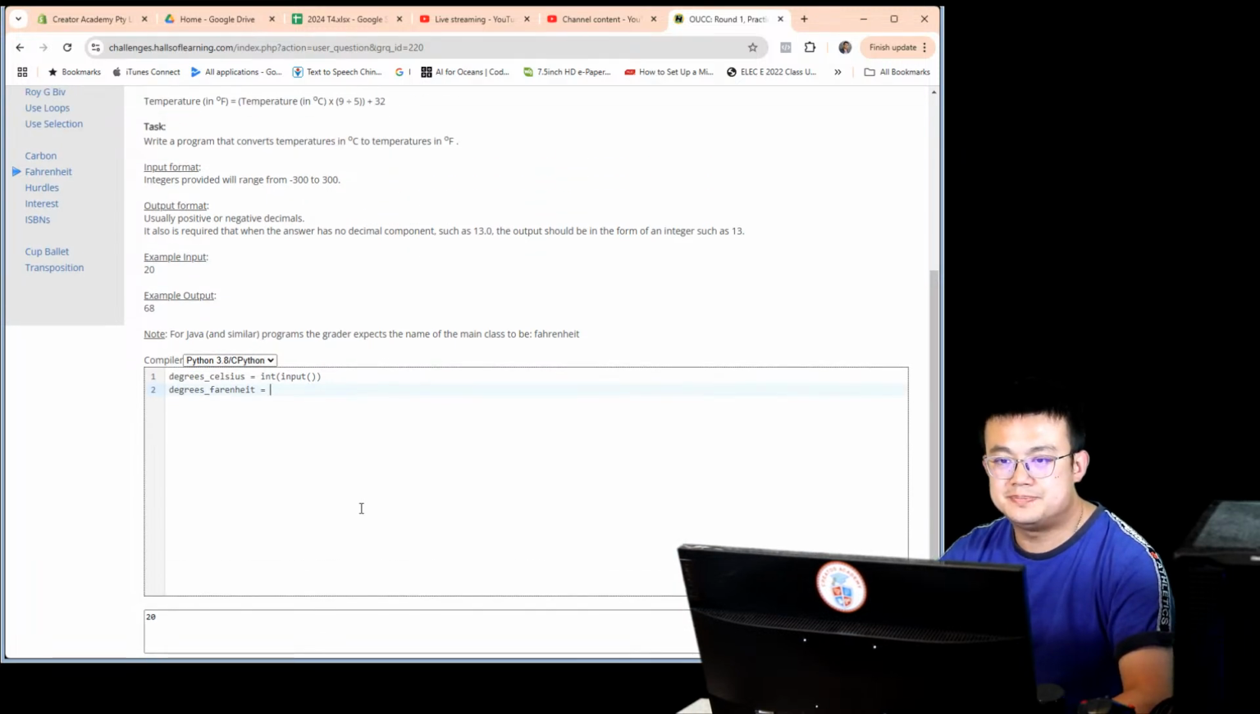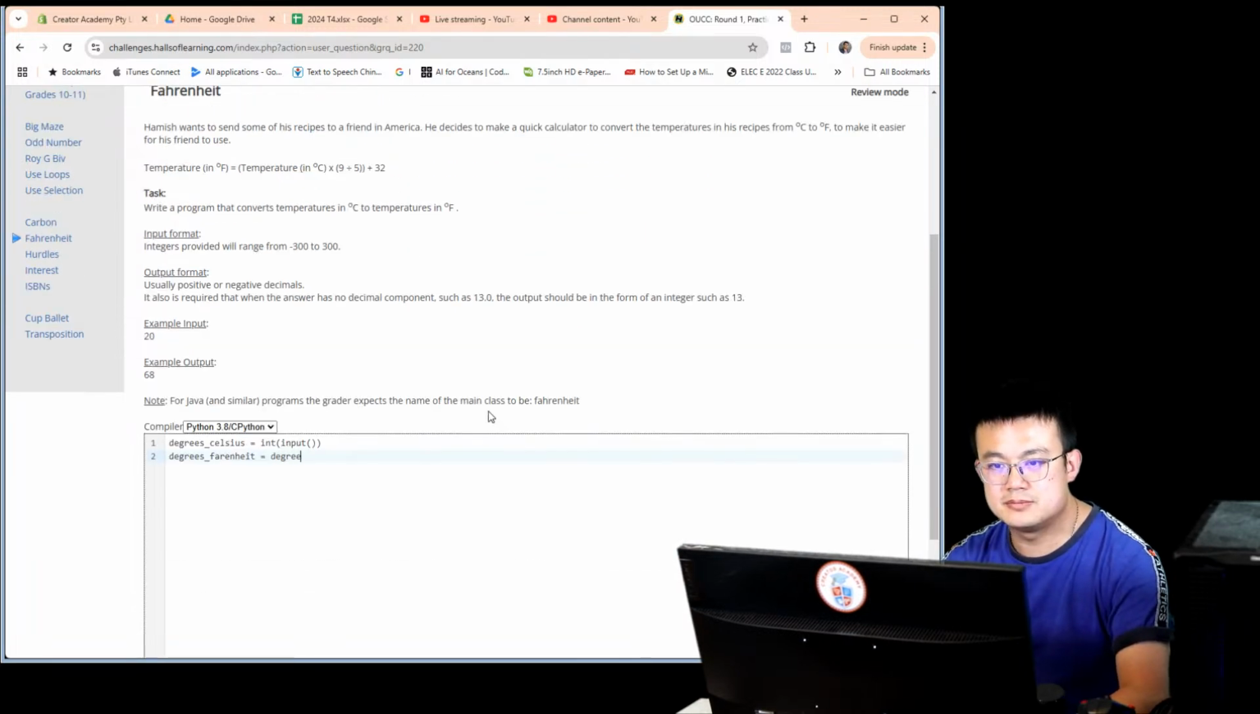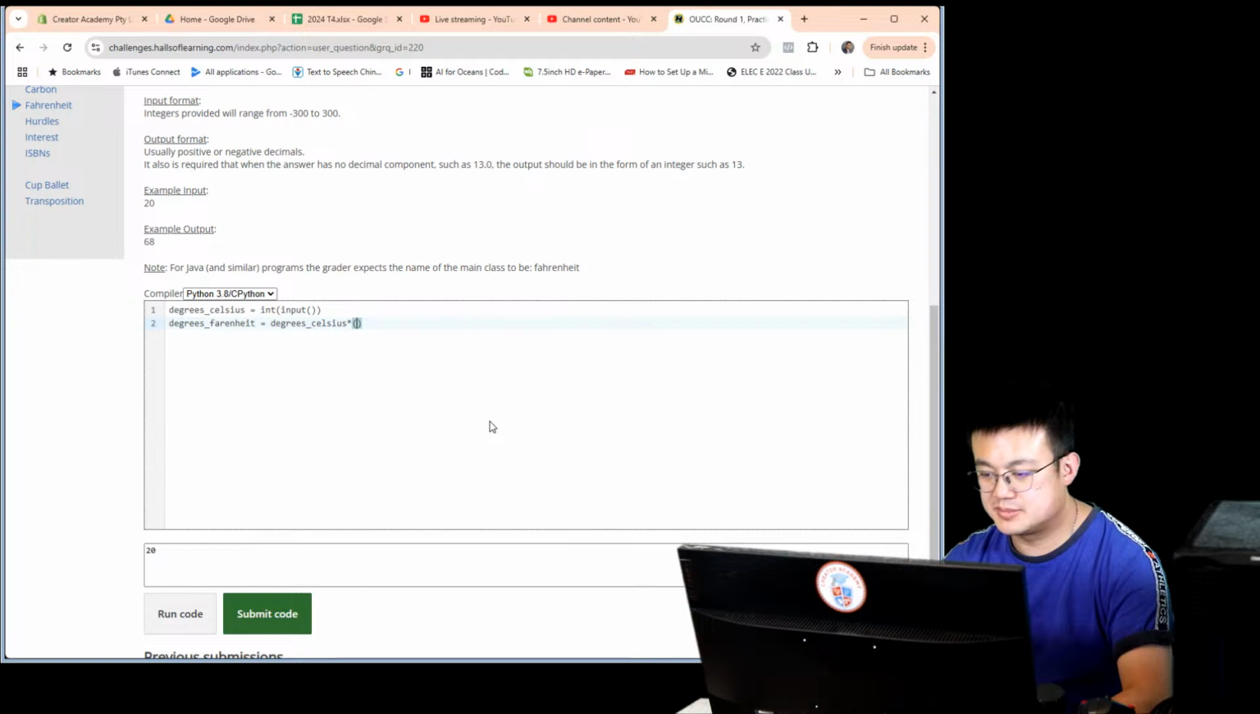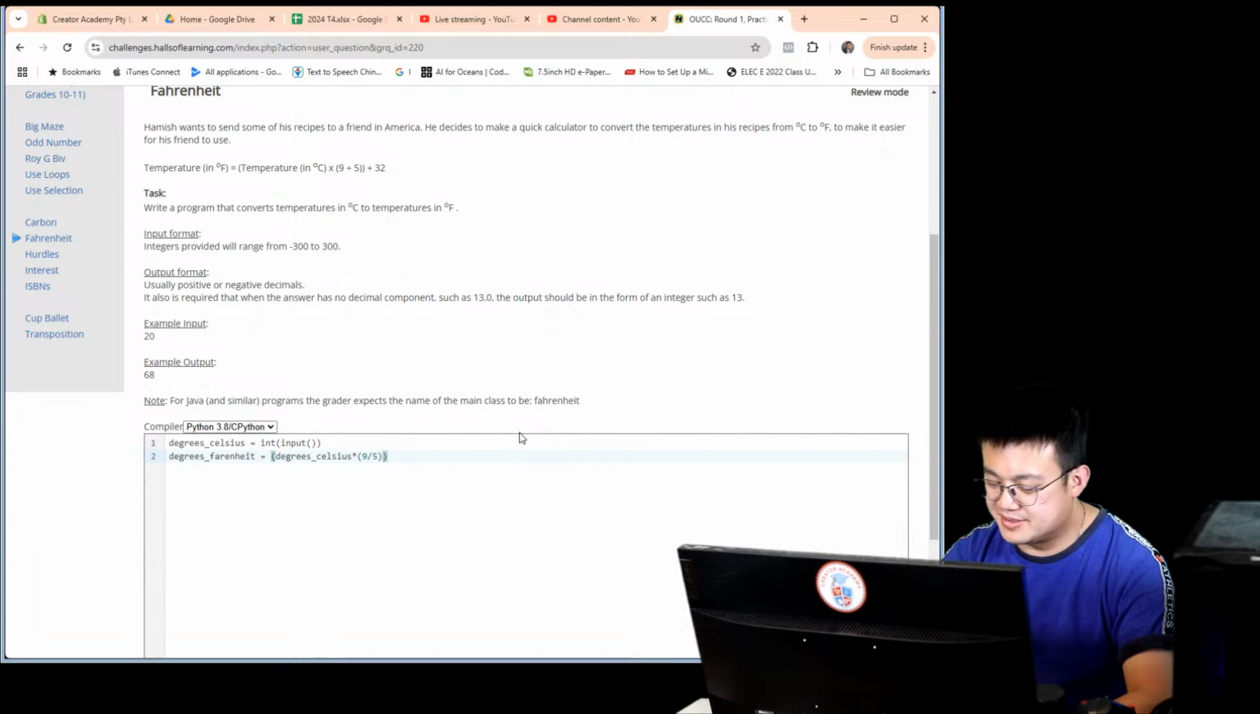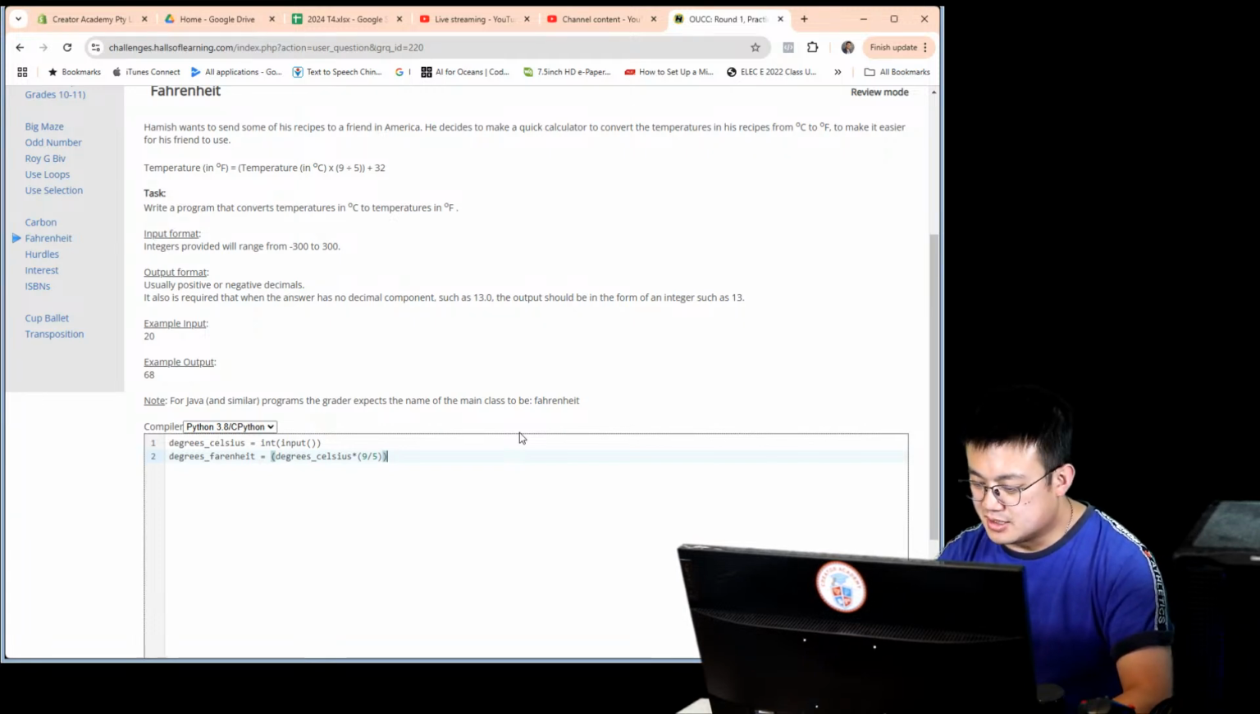And then degrees Fahrenheit equals, what is it? Degrees Celsius multiplied by 9/5. Just going to put brackets around everything, just in case the calculation order is not what we expect. Oh, excuse me. Plus 32.